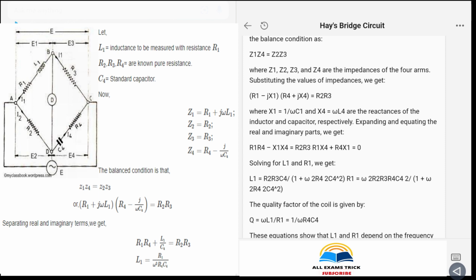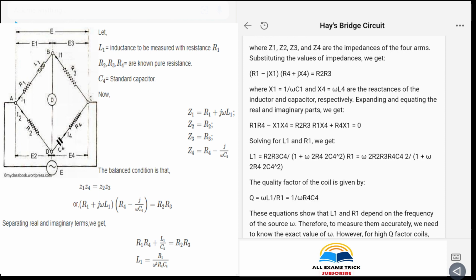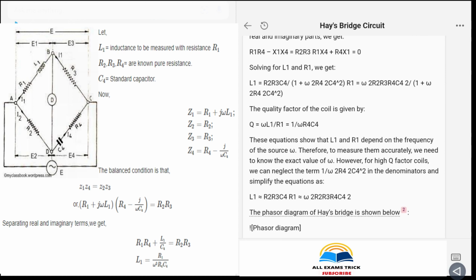Substituting the values of impedances, we get (R1 + jX1)(R4 - jX4) is equal to R2 R3, where X1 is equal to omega L1 and X4 is equal to 1 over omega C4 are the reactances of the inductor and capacitor, respectively. Expanding and equating the real and imaginary parts, we get R1 R4 + X1 X4 is equal to R2 R3, and R1 X4 - R4 X1 is equal to 0.